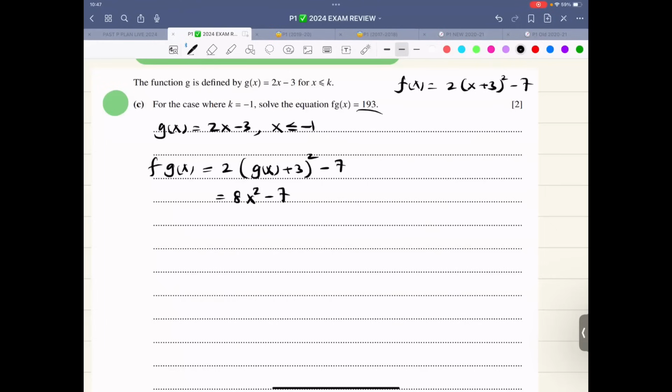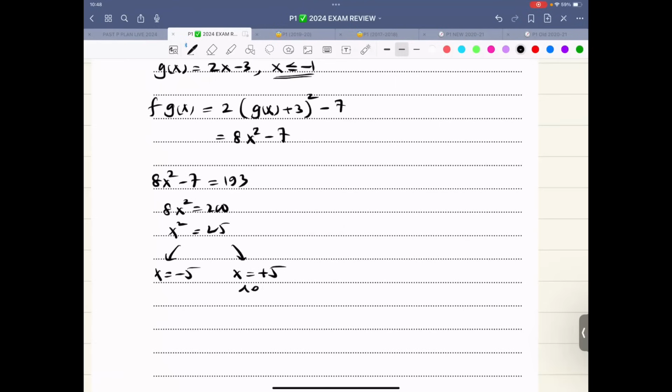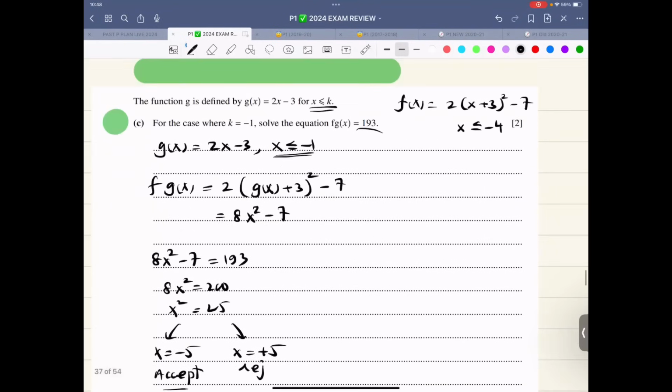Now equate it to 193. 8x² - 7 is 193. 8x² is 200. x² is 25. Therefore, x is -5 or x is positive 5. But the domain of f(x), first of all, is less than or equal to -4. The domain of this thing is less than or equal to -1. So therefore, we reject this and we accept this. So that's the only answer.